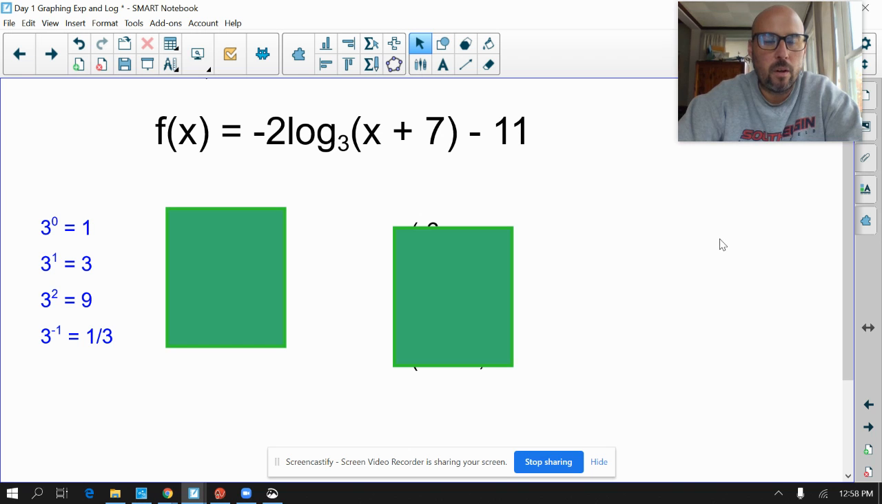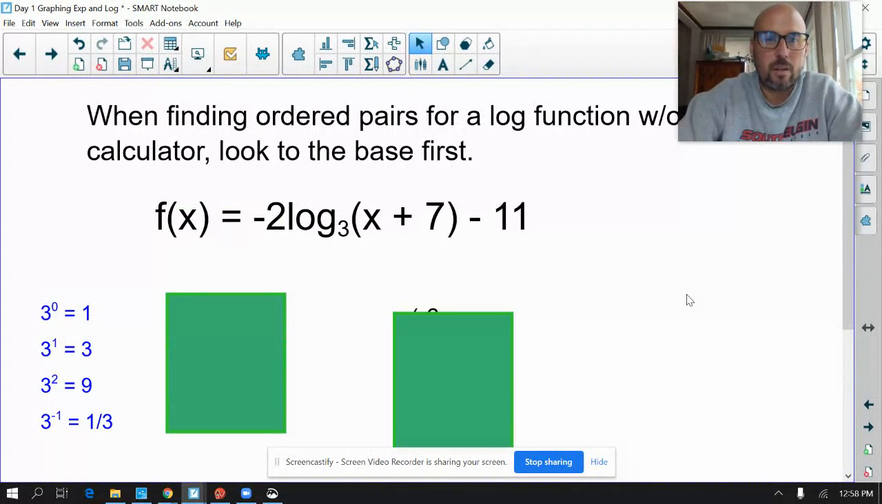Hi, everybody. So I wanted to spend more time thinking about how to evaluate logarithms in your head, definitely without a calculator. But this, for example. So the idea is if you can, I want you to be able to graph this, tell me the domain and range, tell me any asymptotes and behavior. And a lot of that could be helped if you could just find some ordered pairs. So here's what we're going to do.